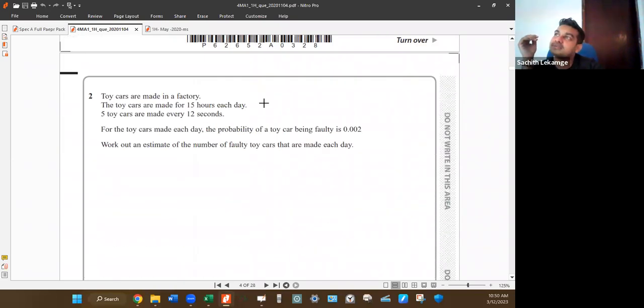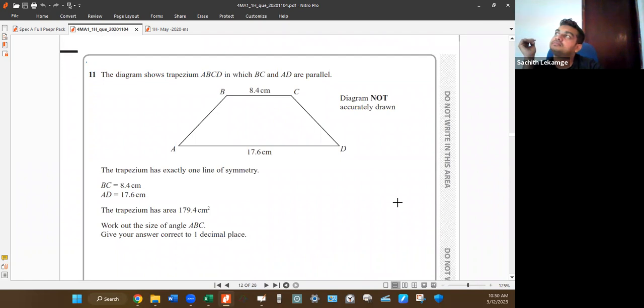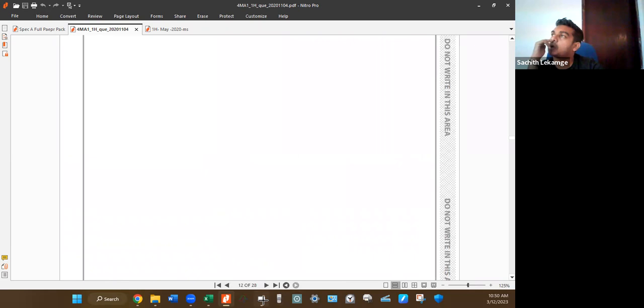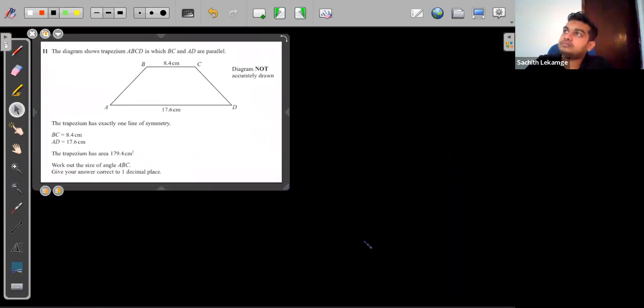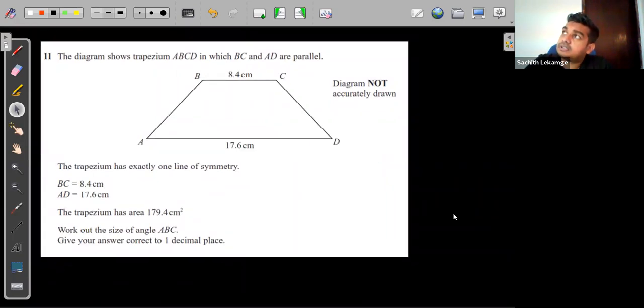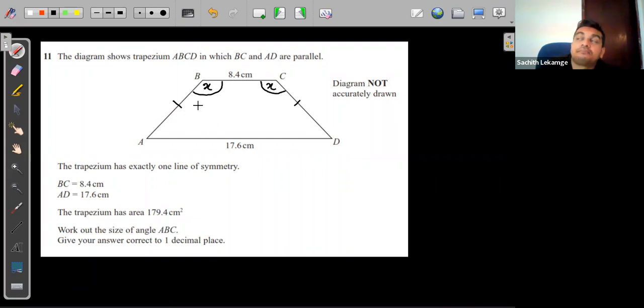Okay. Anyway, I'm going to the next question. 11th question. Diagram shows a trapezium. The trapezium has exactly one line of symmetry. BC is this, AD is this, trapezium area is this. Work out the size of angle ABC. They say this one is an isosceles trapezium. They want you to find this angle, angle ABC. The trapezium has exactly one line of symmetry, in the sense this side is equal to this side. Let's say this angle is X, this angle also X, right? These two sides are parallel.